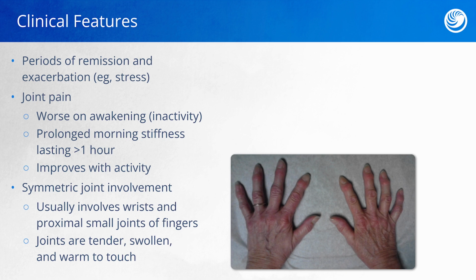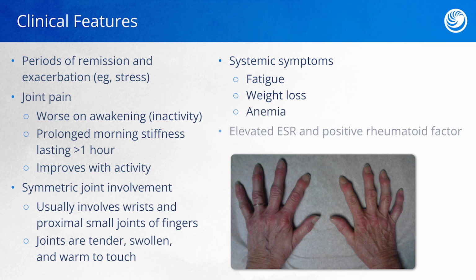Remember with autoimmune diseases that the body is essentially attacking itself, and so clients are going to have systemic symptoms as well. They're often very fatigued and have weight loss, and these clients are also anemic. Laboratory-wise, clients with RA are going to have an elevated erythrocyte sedimentation rate, or ESR. This is going to indicate the presence of inflammation in the body.